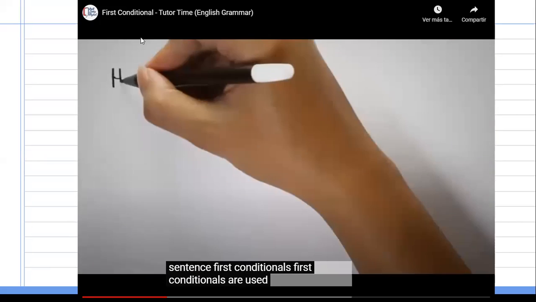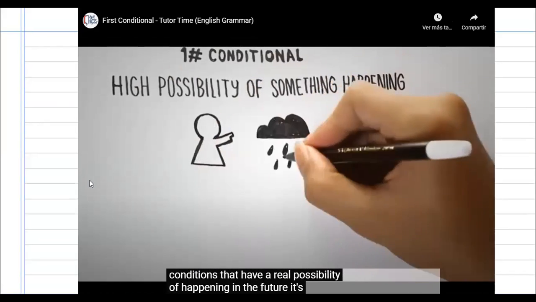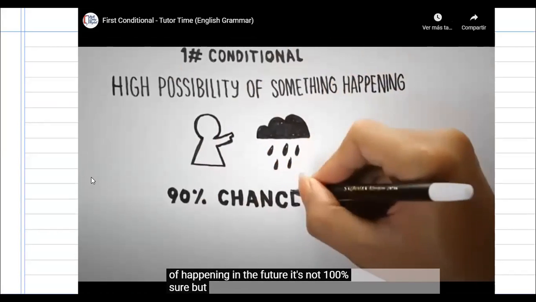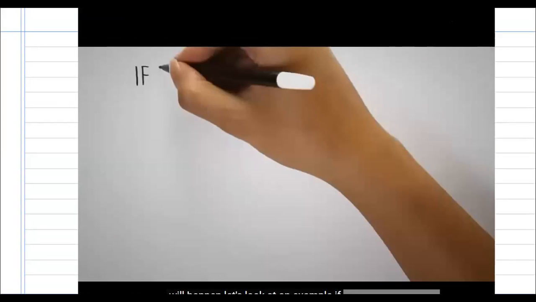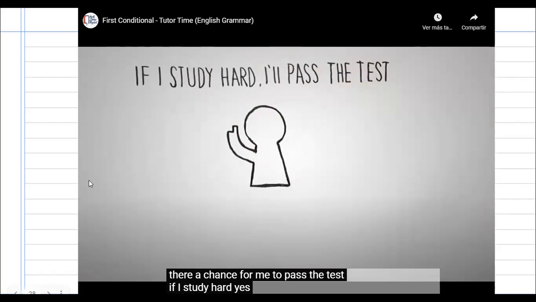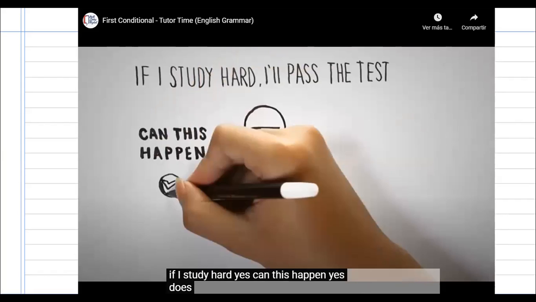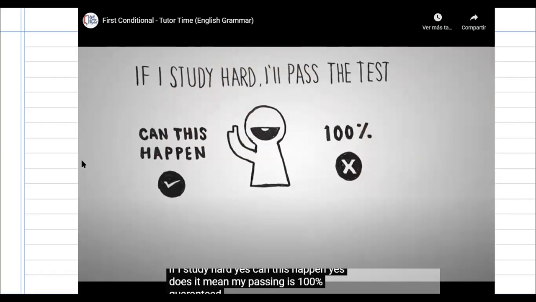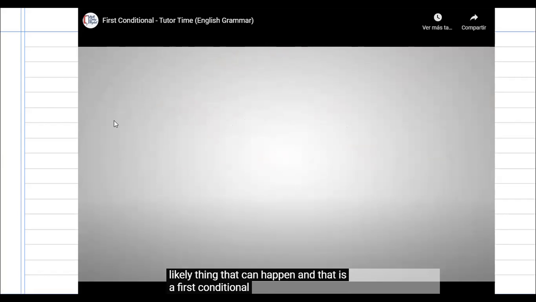First conditionals are used to explain about conditions that have a real possibility of happening in the future. It's not 100% sure, but there is a big chance that it will happen. Let's look at an example. If I study hard, I'll pass the test. Is there a chance for me to pass the test if I study hard? Yes. Can this happen? Yes. Does it mean my passing is 100% guaranteed? No. But the test is a very likely thing that can happen. And that is a first conditional sentence.